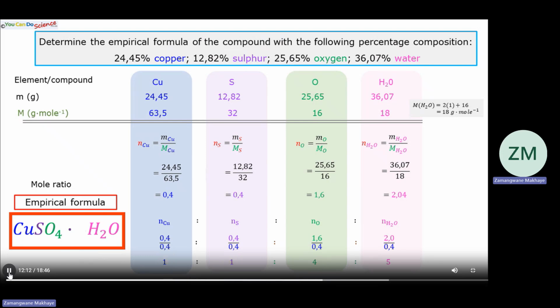Because water is a compound of which the formula is H2O, the number of mole water in the compound is indicated with a 5 before the formula of water. The molecular formula is also CuSO4·5H2O.